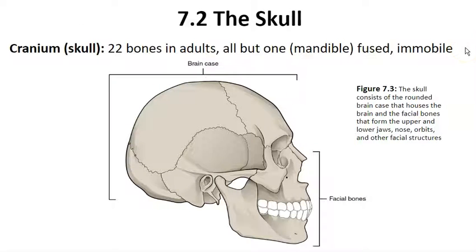The cranium, or skull, serves as a support structure for the face, and it also safeguards the brain. It is anatomically divided into facial bones and the brain case, also known as the cranial vault. In adults, the skull is composed of 22 individual bones, with 21 of them forming a cohesive and immobile unit. The mandible, or the lower jaw, is the only bone of the skull that is capable of movement.